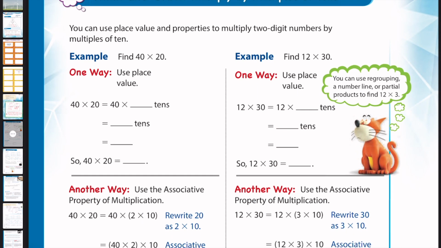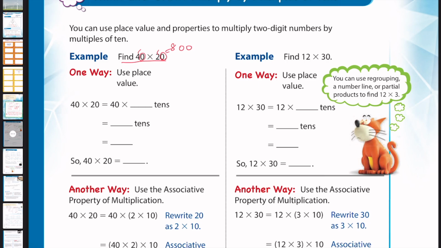Think and grow. Okay, multiply by multiples of tens. So you can use place value and properties to multiply two-digit numbers by multiples of 10. Now an example: find 40 times 20. It's going to be easy because you are going to do 4 times 2, which is 8. How many zeros? 2 zeros. Okay, just letting you know. And then let's move on.